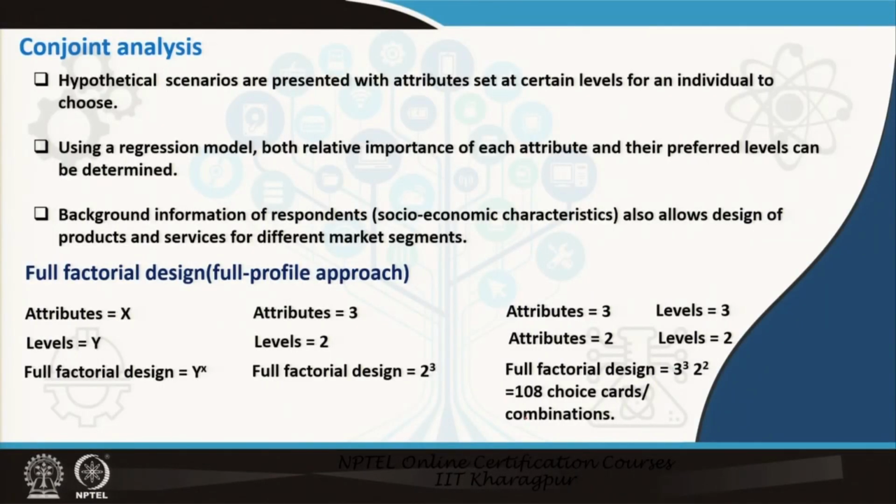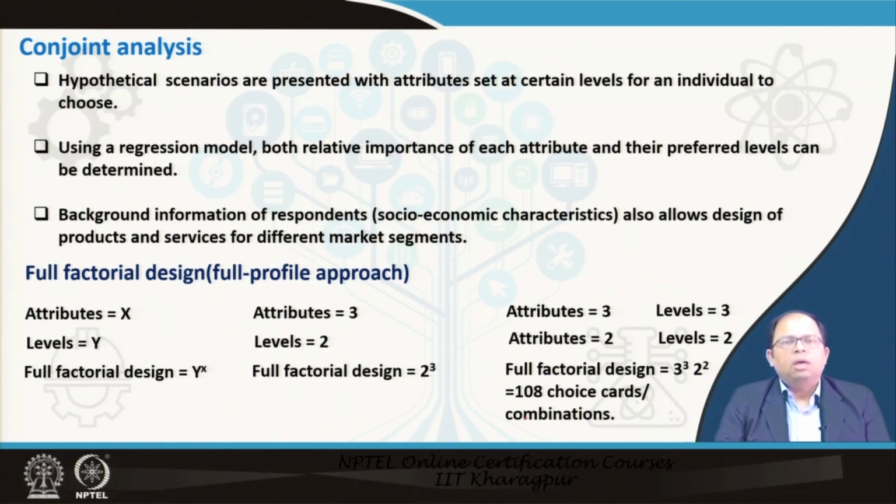So in the last lecture, we have discussed in detail about stated preference and revealed preference surveys, and we have seen that in stated preference survey, one of the methods is conjoint analysis, where hypothetical scenarios are presented to the person to choose one of those scenarios as per his choice. And in each of these scenarios, we give a set of attributes with certain levels, and individuals can choose the one which he likes the most.